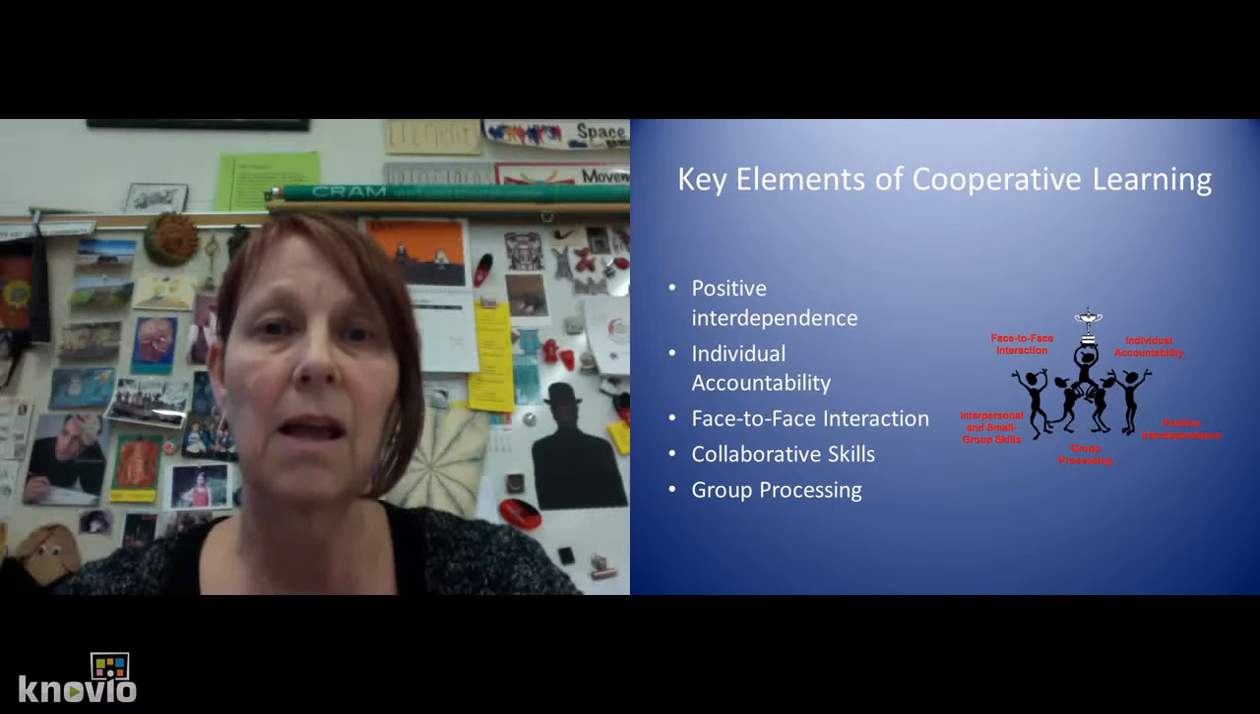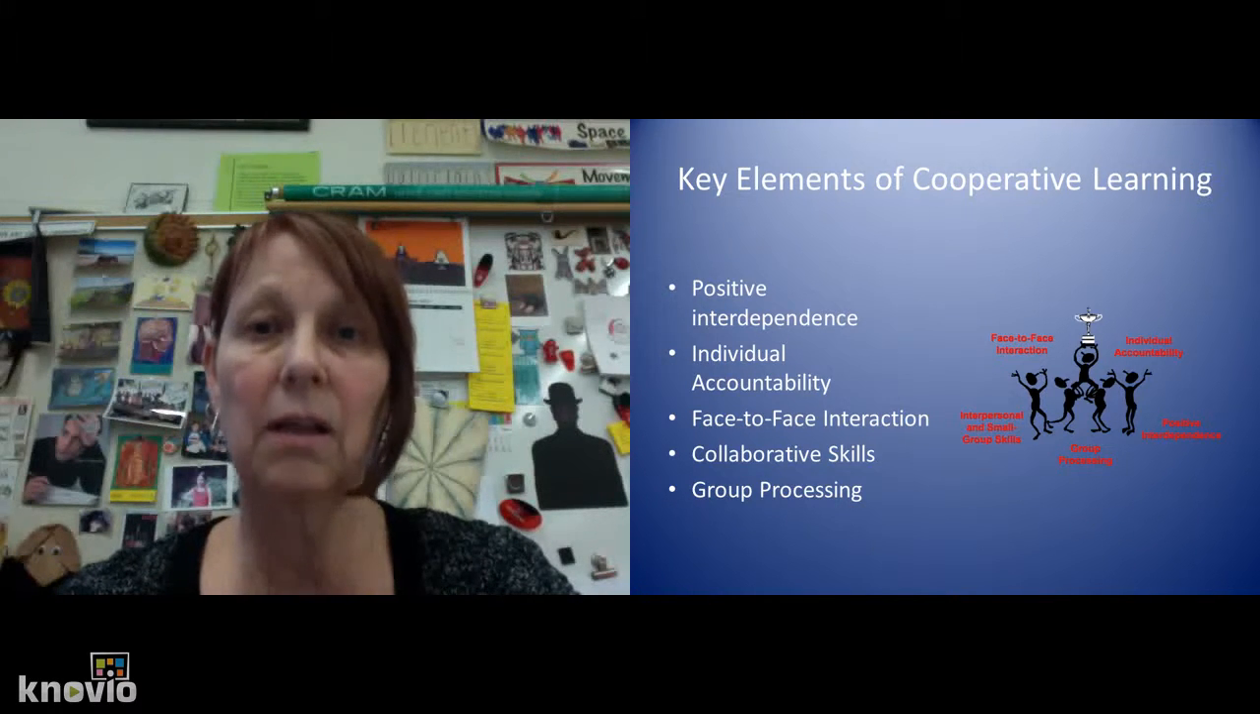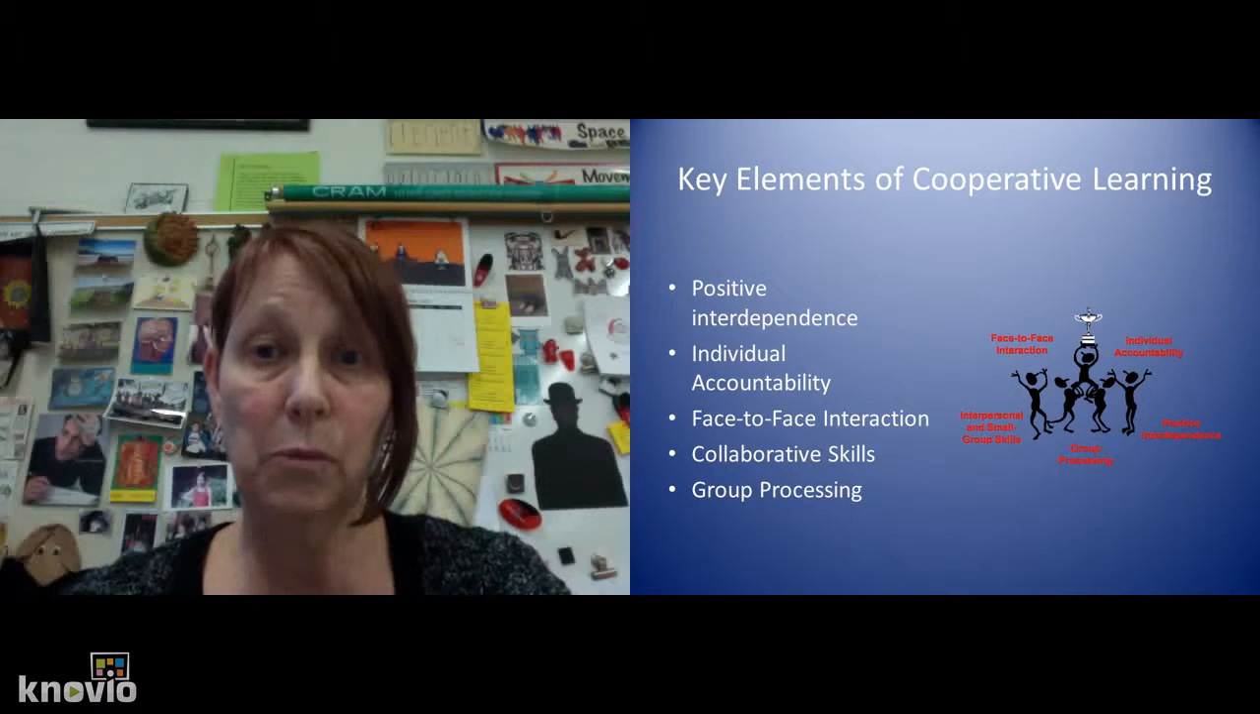There are 5 key elements of cooperative learning, and they were first published by Johnson, Johnson, and Holubec in 1991. The key elements are positive interdependence, individual accountability, face-to-face interaction, collaborative skills, and group processing.